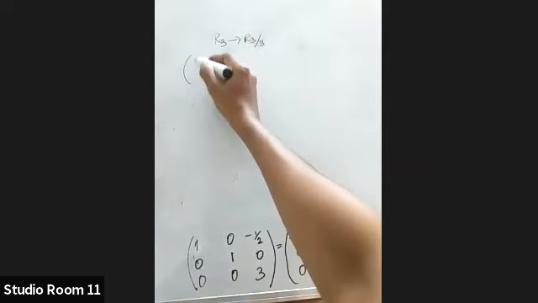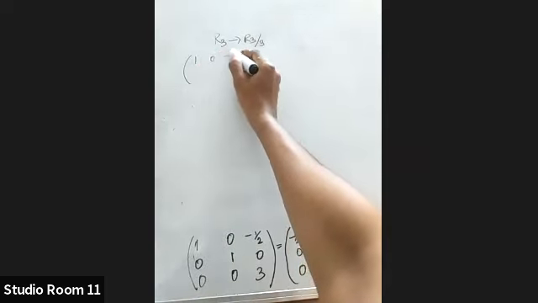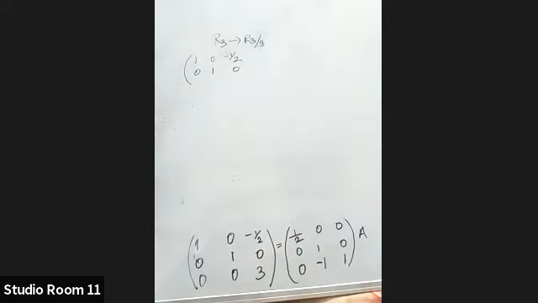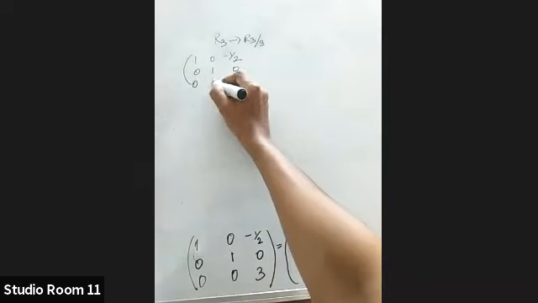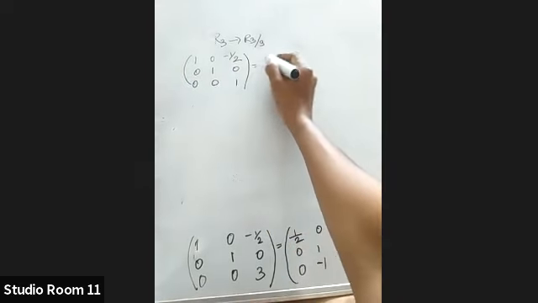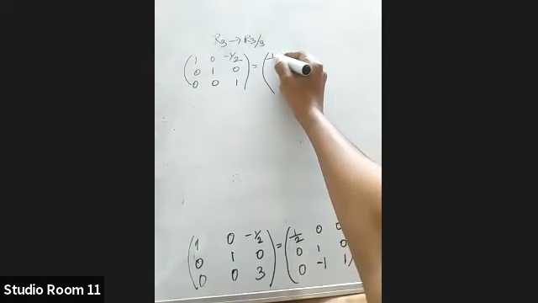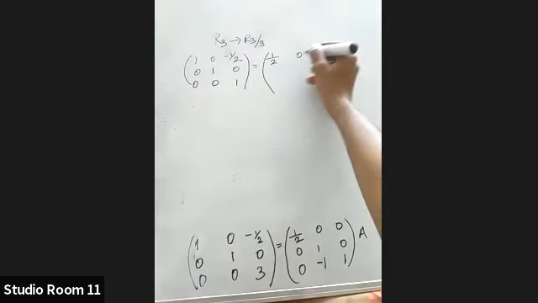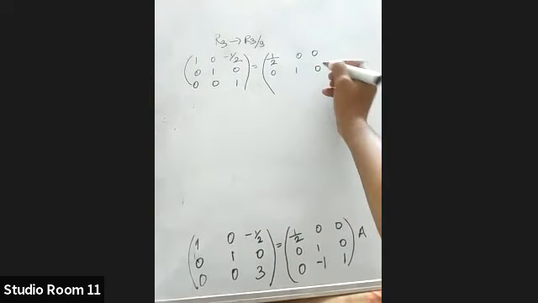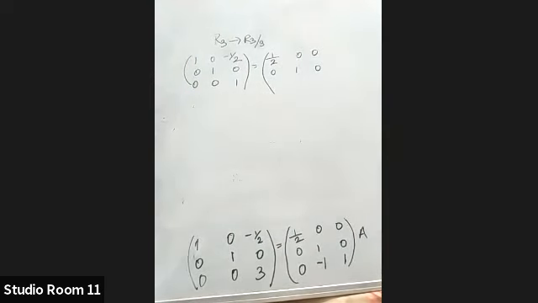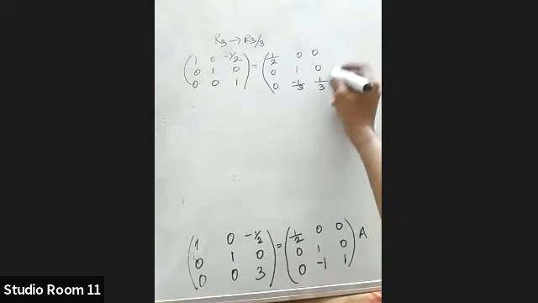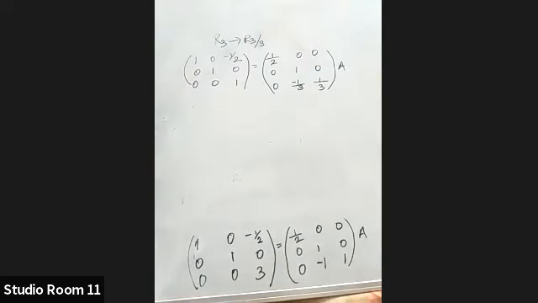So first row, no change. 1, 0, minus half. Second row, no change. Third row gets divided by 3. So 0, 0, 1. Equal to, again this side also the same thing. First row, no change. Half, 0, 0. Second row, no change. Third row gets divided by 3. So 0, minus 1 by 3, 1 by 3 into A.